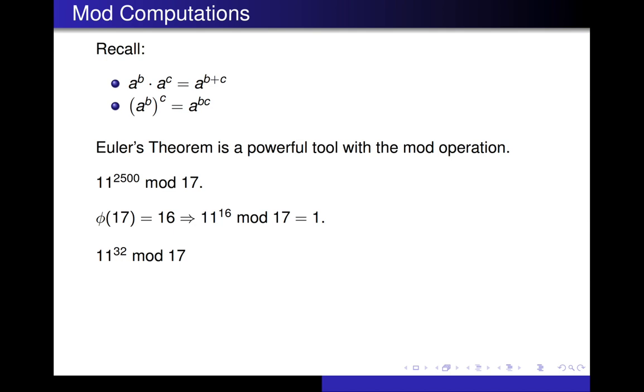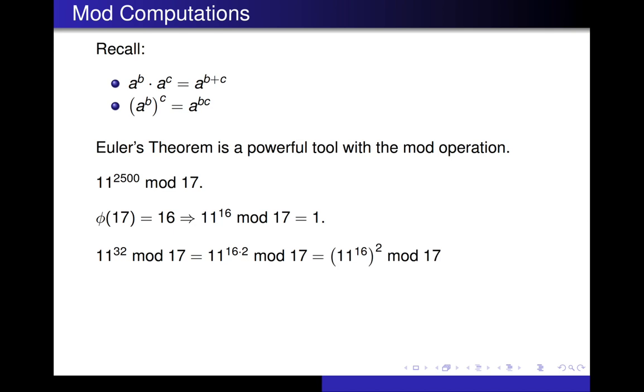I can do something like 11 to the 32 as well. And 32 is significant because it is 16 times 2. And if I use that second exponential law in reverse, 11 to the 16 times 2 is the same as 11 to the 16 to the 2 power.